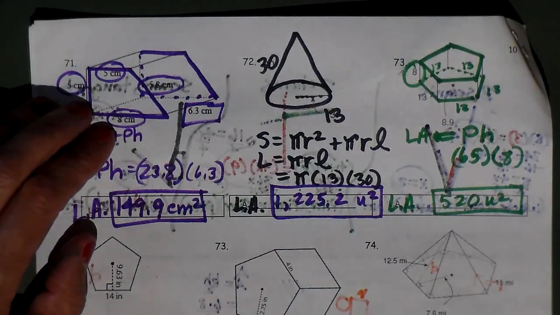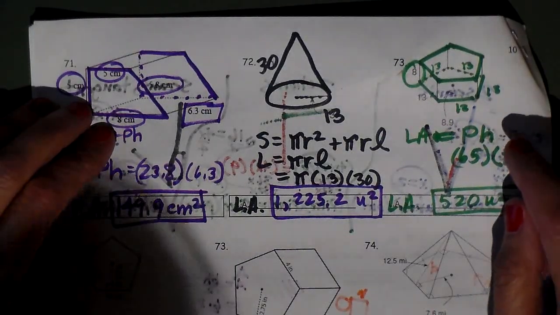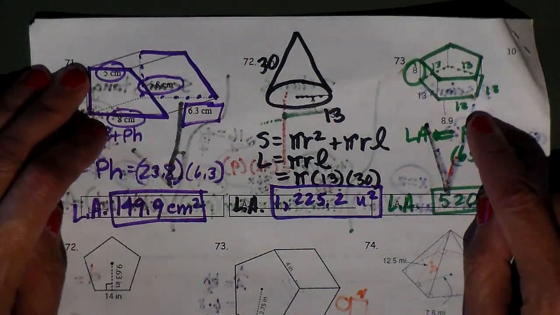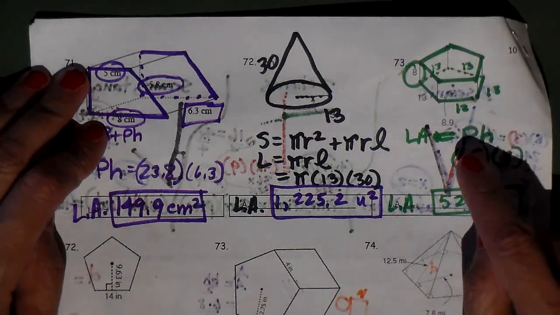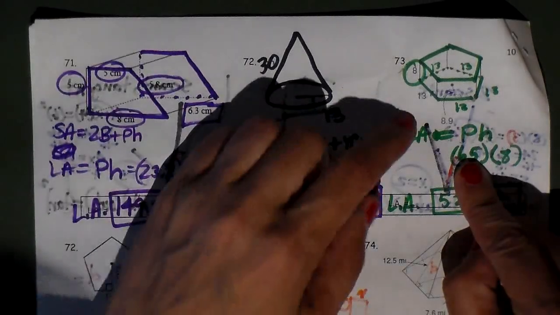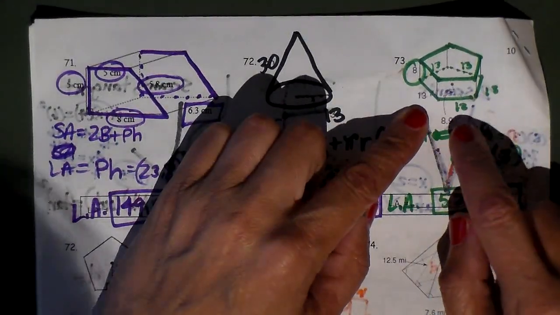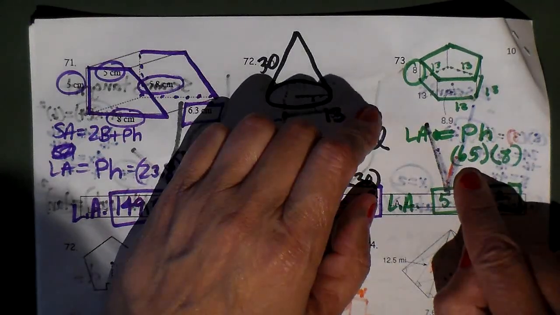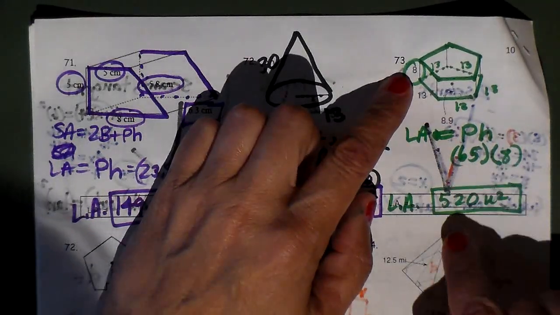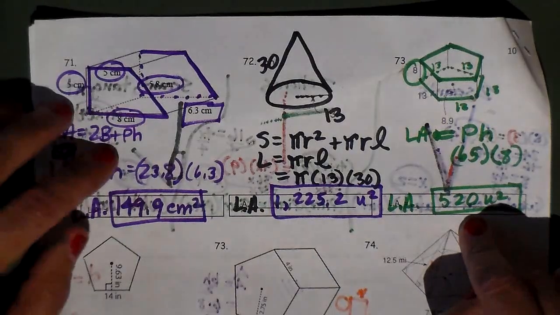Okay? And then my last lateral area here, sorry, I got distracted. My last lateral area, perimeter of my pentagonal base, is 13 plus 13 plus 13, 5 times, which is 65, and the height is 8. So my area is 520 square units, okay? So that's lateral and total surface area.